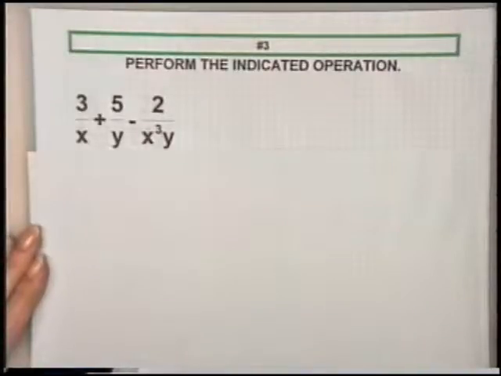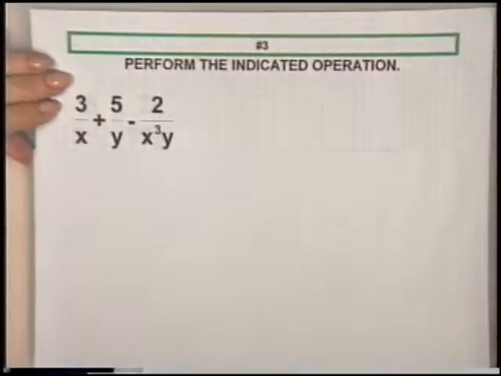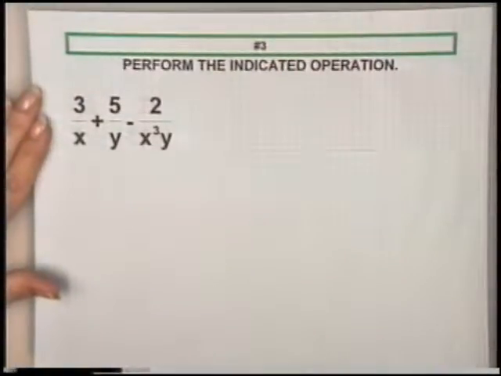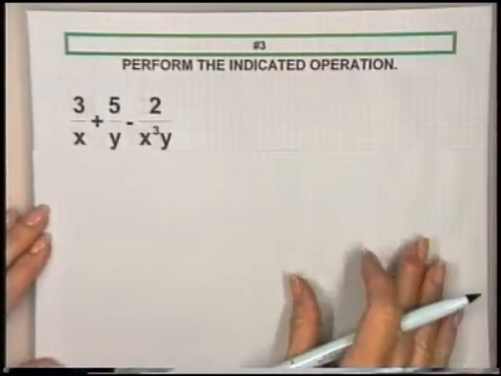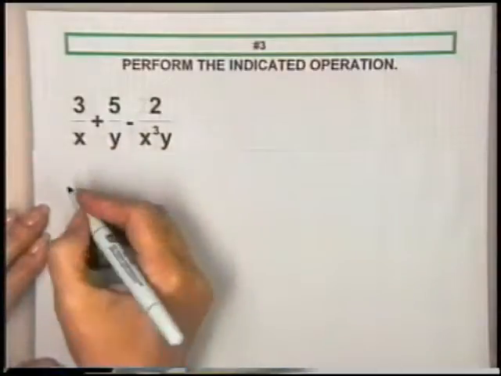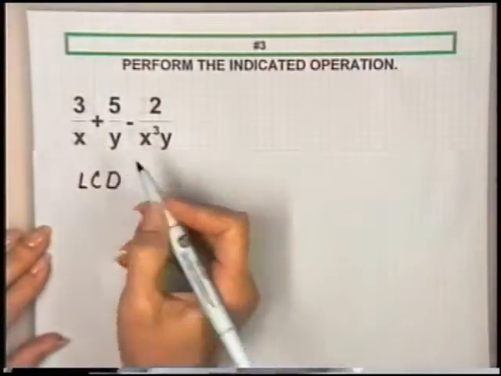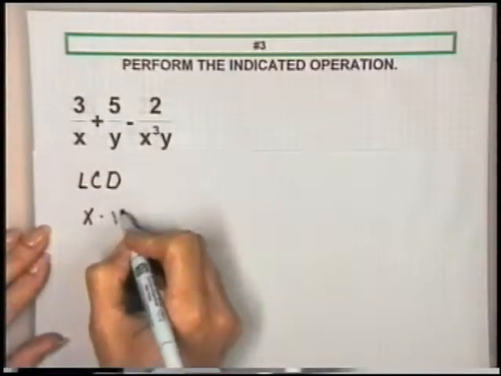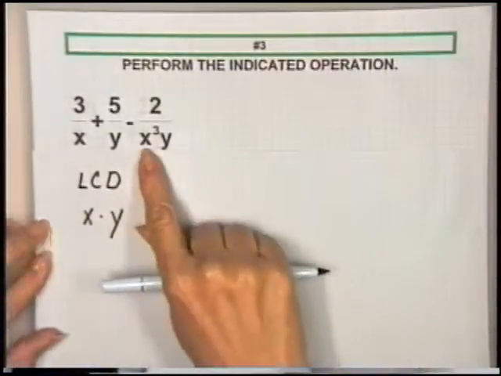Problem number 3. Perform the indicated operation. In this case, I am adding and subtracting fractions. I need to find my LCD. Well, actually, my denominators are in factored form. When I write each different factor, I will write my x, I will write my y. I've already used my x and my y.